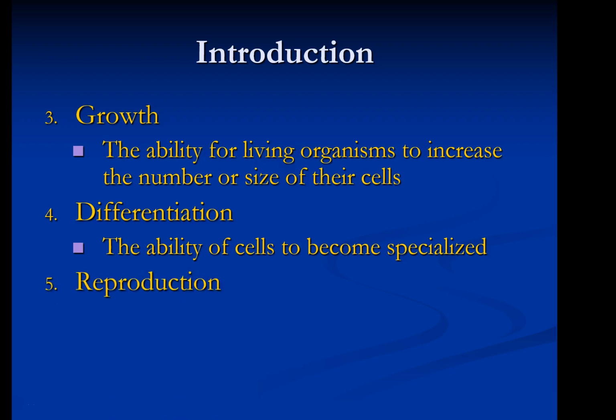Reproduction. Living things have the ability to reproduce. If they don't do that, they don't have offspring. Got to have offspring to carry on the gene lines, carry on the species.